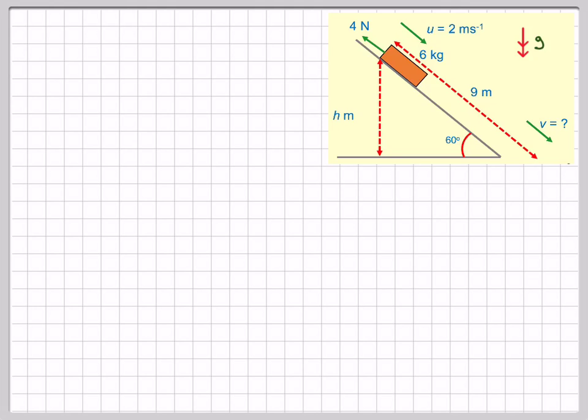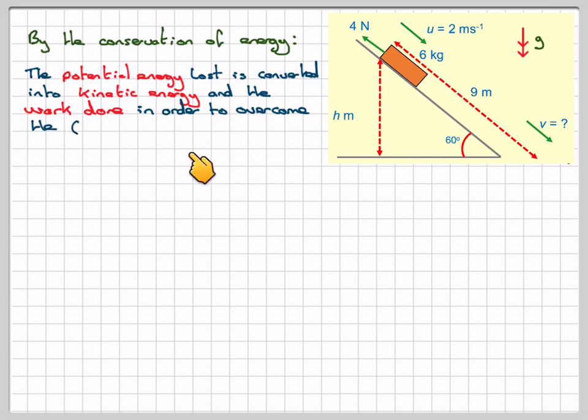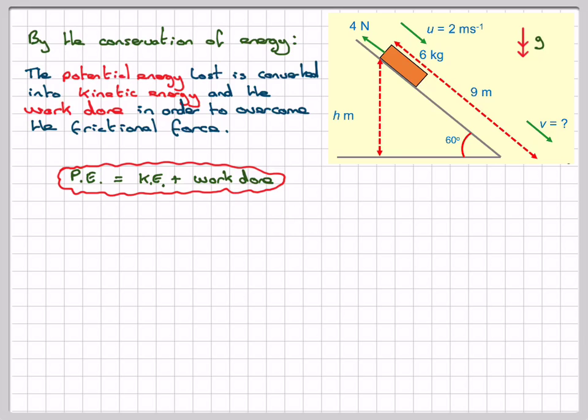So by the conservation of energy now, the potential energy lost is converted into kinetic energy and the work done in order to overcome the force. So this potential energy loss has to be equal to this plus this. The potential energy is equal to the kinetic energy gained plus the work done. So it's going to be 264.6 root 3, because that's the potential energy lost, is equal to the kinetic energy gained, which is 3v squared minus 12, plus the work done, which is 36.